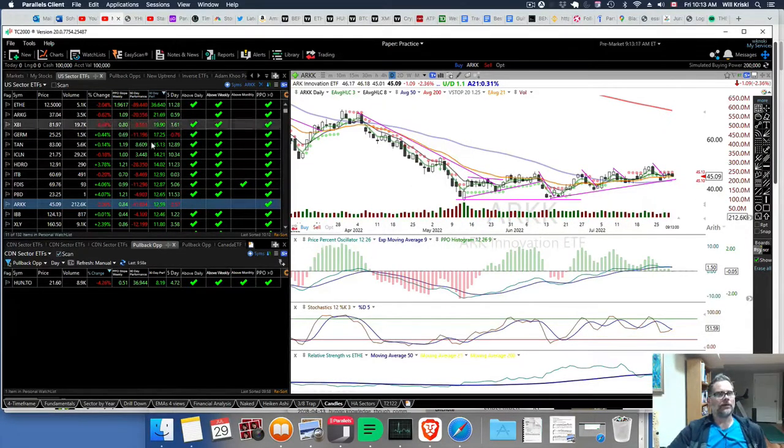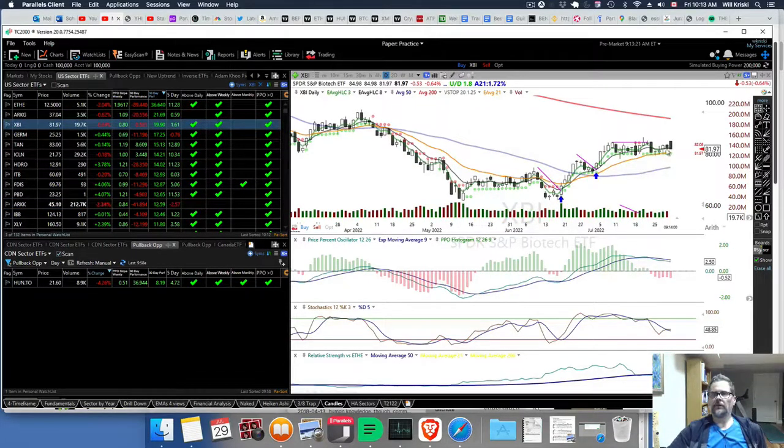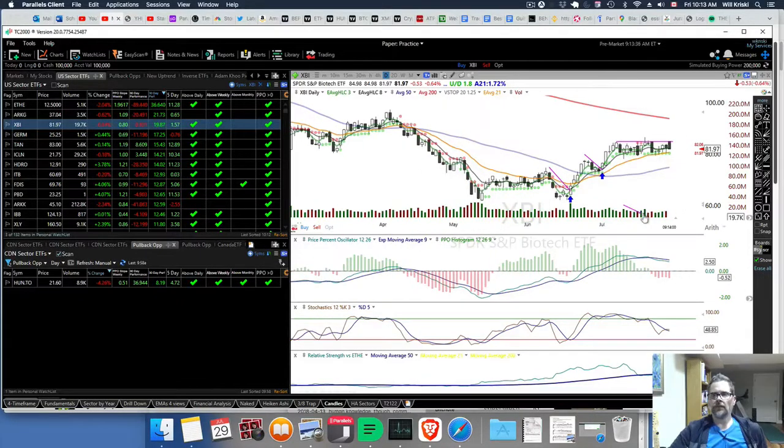But on a 30-day chart, you've got the biotech as well as far as strength. A little bit weak lately. It's been flat for a couple weeks. So you'd want to see, if you're going to get in, you can see the momentum crossing down. You want to see a breakout above that resistance here.